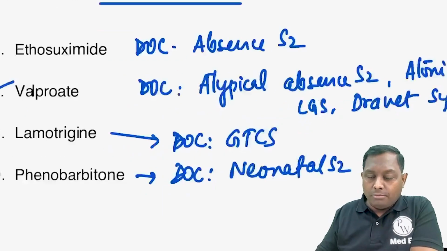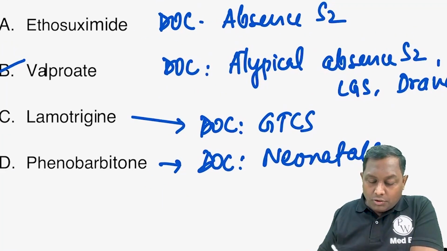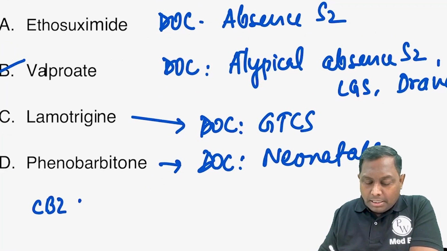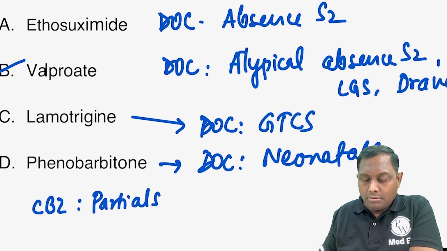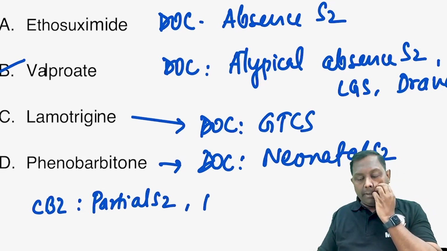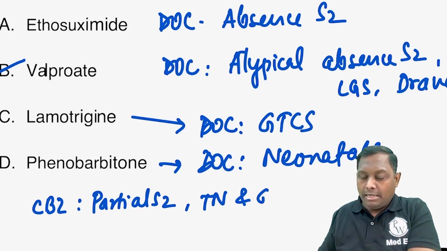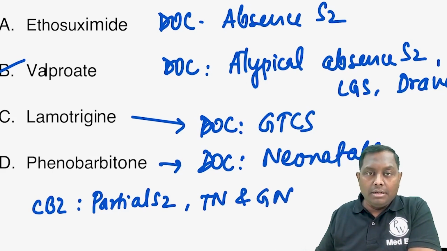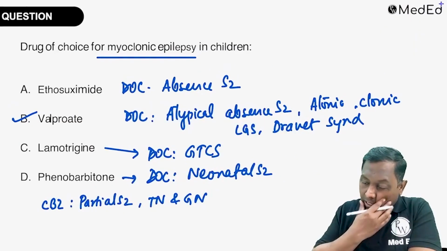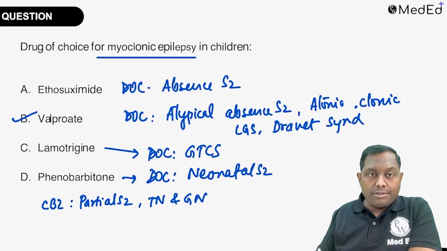Some other drugs of choice you might be thinking about, sir, for revision. Remember, carbamazepine is the drug of choice in a patient with partial seizure. It is also the drug of choice in trigeminal neuralgia and glossopharyngeal neuralgia, TNGN. In both scenarios, carbamazepine is considered the drug of choice.